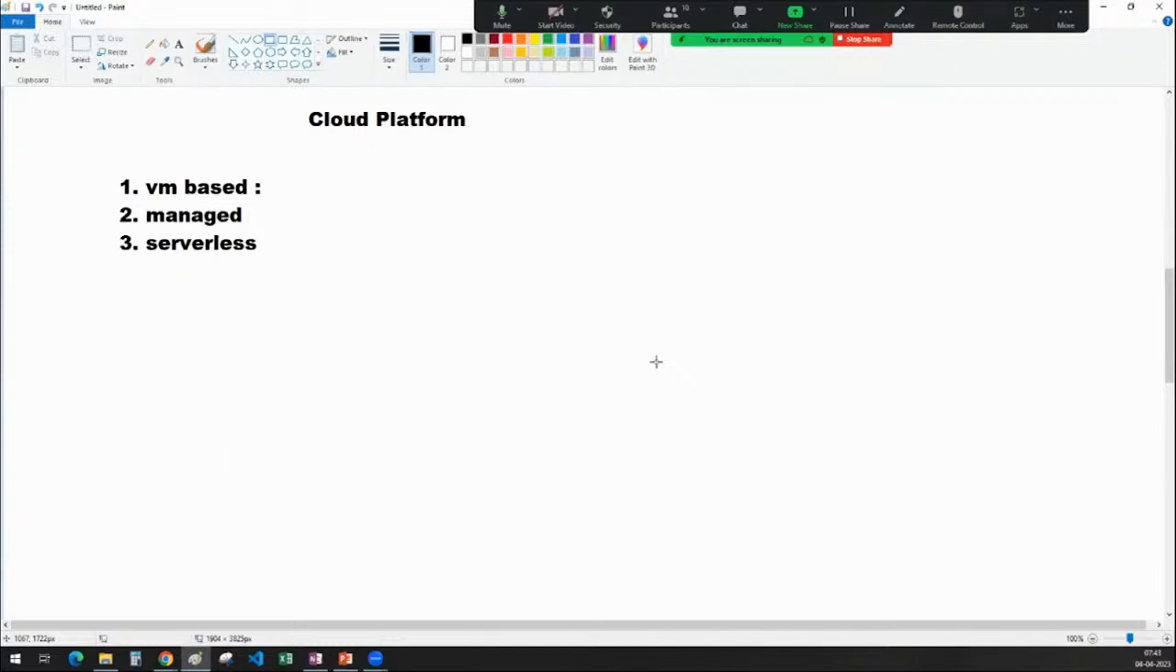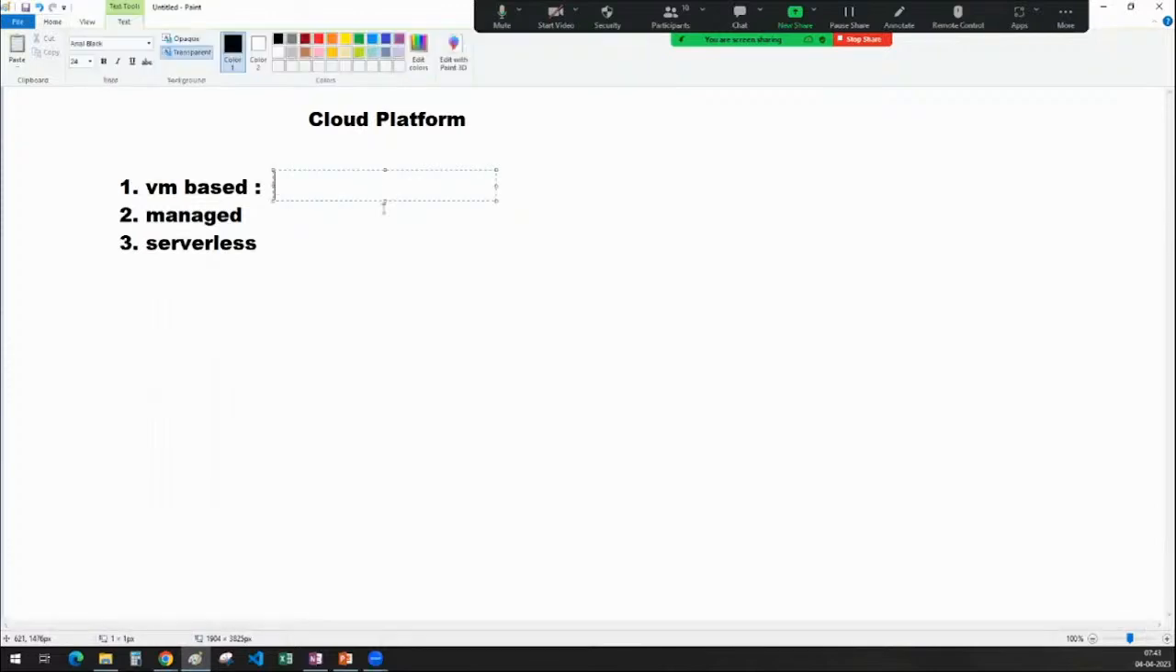So you need a laptop. That laptop needs to have some kind of resources, and that laptop will have its own configuration. And on top of that, you will again download an application and install it on top of your laptop, and again you try to develop an application. Likewise, in VM based, an entire virtual machine will be given to you.